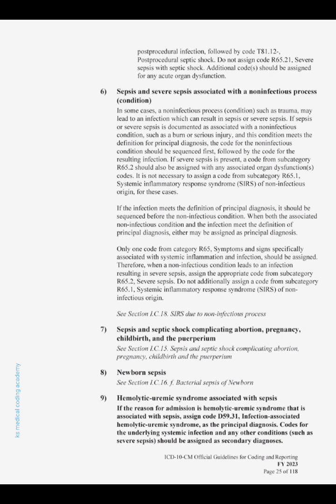If the reason for admission is hemolytic uremic syndrome that is associated with sepsis, assign code D59.31, infection-associated hemolytic uremic syndrome, as the principal diagnosis. Codes for the underlying systemic infection and any other conditions, such as severe sepsis, should be assigned as secondary diagnoses.